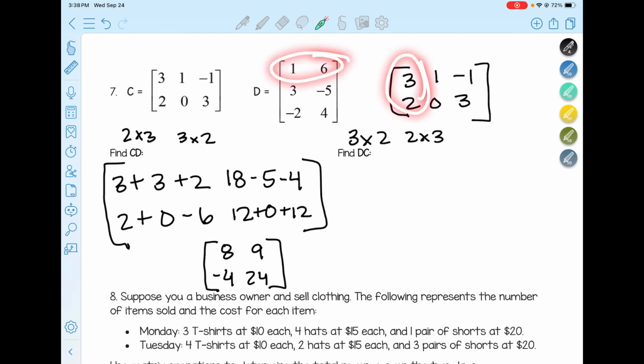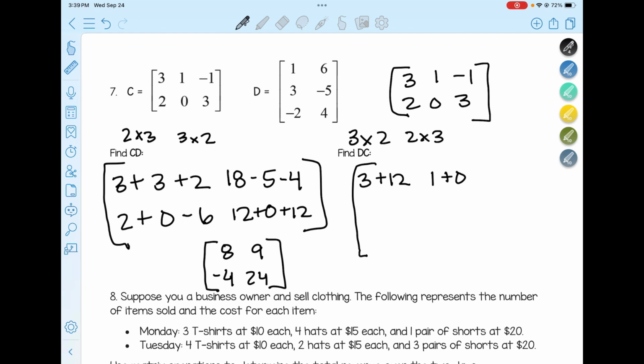So for the first row times the first column, when I do that, it is 1 times 3, which is 3, and 6 times 2, which is 12. Then I'm going to do the same row times the next column, so I go 1 times 1, which is 1, 6 times 0, which is 0. Then last one, I go this top row times the far right column, so 1 times -1 is -1, 6 times 3 is 18. Now we're going to do the same thing with the second and third rows.